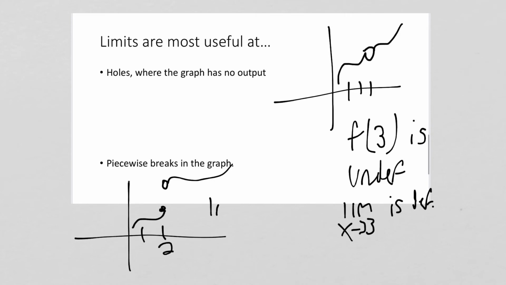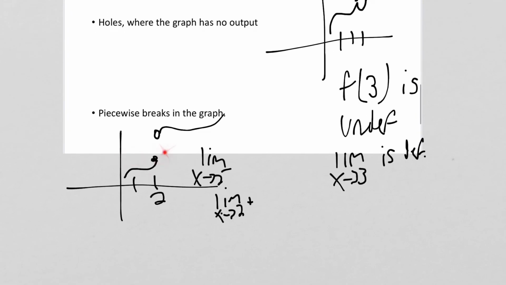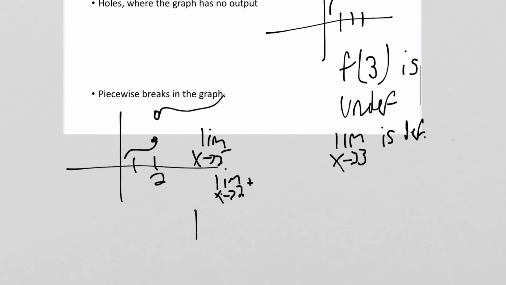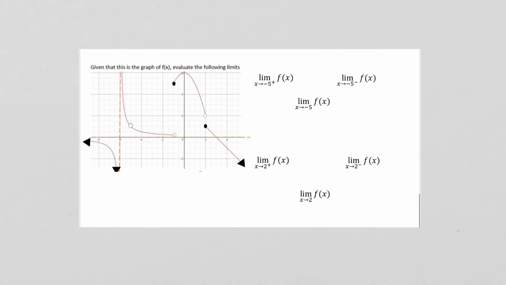Well, then we can look at the limit as x approaches 2 from the left, which is going to be different from the limit as x approaches 2 from the right. And it turns out that if we're approaching two different things from the left and the right, then the limit by definition does not exist. So the limit as x approaches 2 from both sides here, we would just say DNE, does not exist, because the limit as x approaches 2 from the left is not the same as the limit as x approaches 2 from the right. There's a break in the graph. So we'll do a couple examples where that happens.